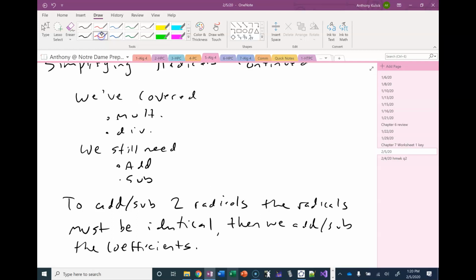Okay, so we still need to talk about adding and subtracting. To add or subtract two radicals, they must be identical. What do we mean by identical?